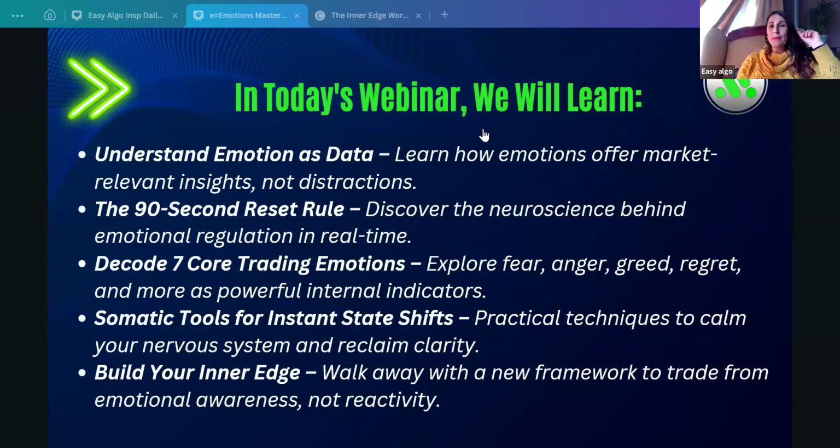Perfect. So we're going to be understanding and reframing our emotions as data points, as little indicators. We're going to be looking at what an emotion actually is, how it functions in the body, and how to move it through the body. We're going to be decoding just over 7 of the core trading emotions that come up for us, and equipping ourselves with some powerful nervous system regulation tools, some somatic tools. Then we're going to be building that inner edge and looking at what it means to have an emotional trading plan, not just an excellent trading plan.